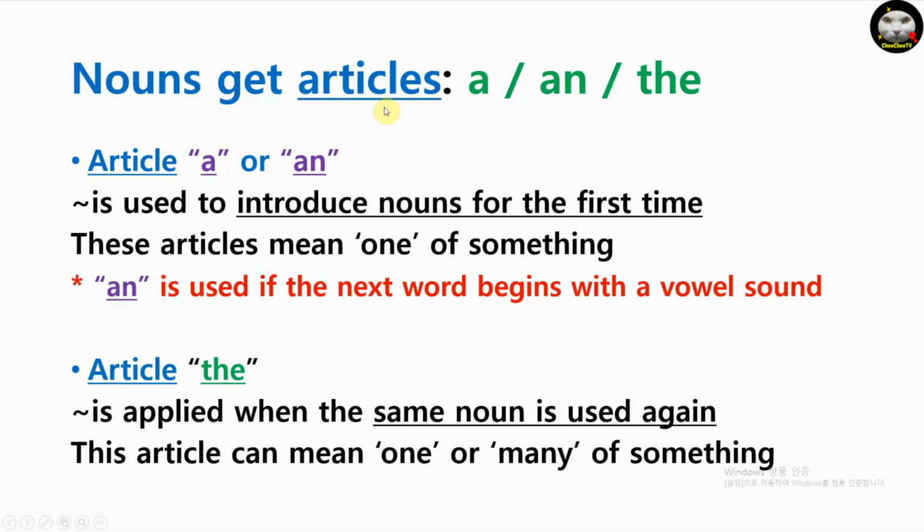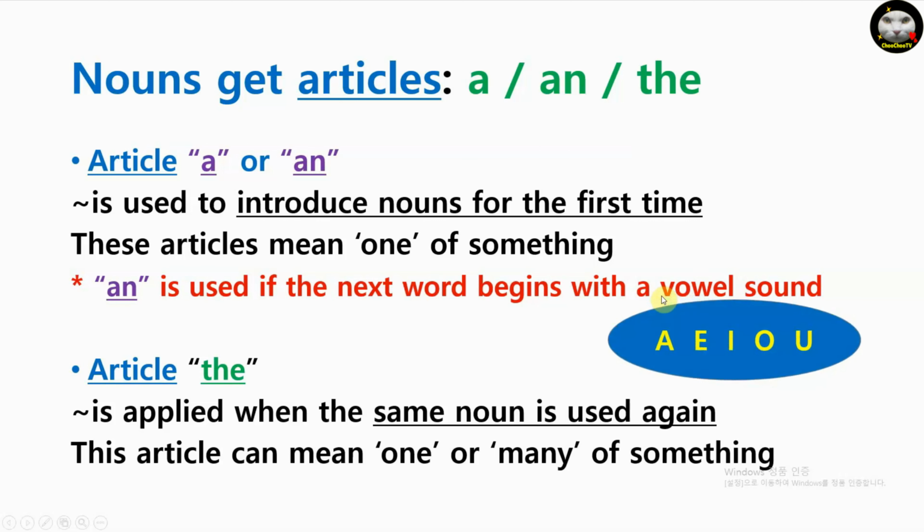Nouns get articles. These are the articles in English: a, an, and the. Article a or an is used to introduce nouns for the first time. These articles mean one of something. An is used if the next word begins with a vowel sound. Let's remember that the vowels are the letters A, E, I, O, U.